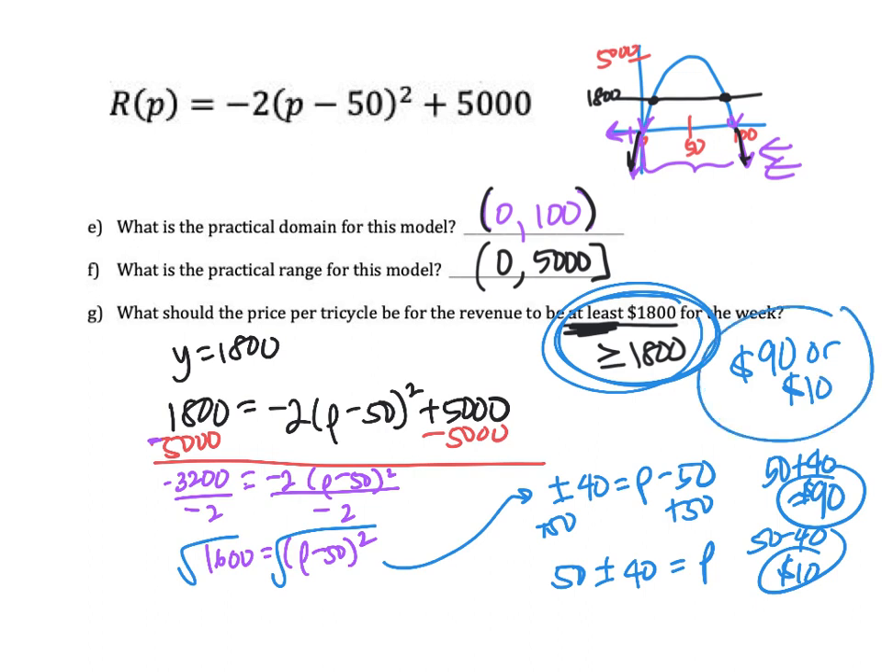Now, that's to get exactly 1,800. So it's technically not my answer because the question says at least. So we want this interval that goes between those two prices. So it would be from 10 to 90 inclusive, because that is when it includes the 1,800. So it's $10 to $90.